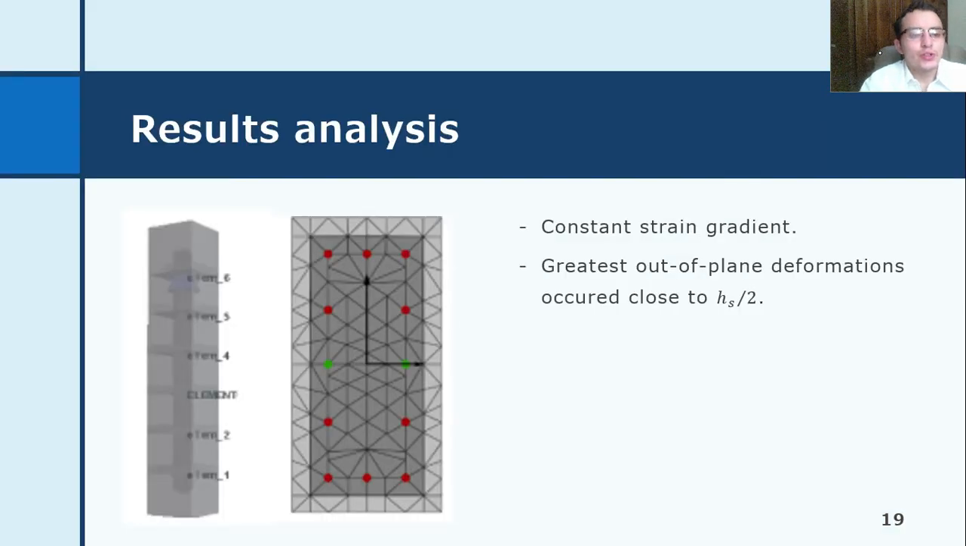Since this research corresponds to the case of a constant strain gradient, the greatest out-of-plane deformations occur at half of the clear height, and that is assumed at the center of the section, which corresponds to the green bars in the figure.